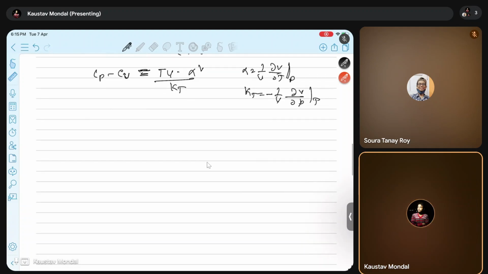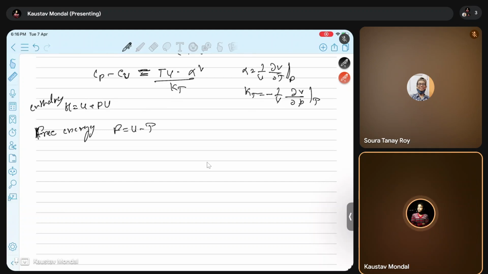Next, we have discussed different types of thermodynamic coordinates, right? First is the enthalpy, H equal to U plus PV. This is enthalpy. Next is the Helmholtz free energy, or free energy, that is given by F equal to U minus TS.